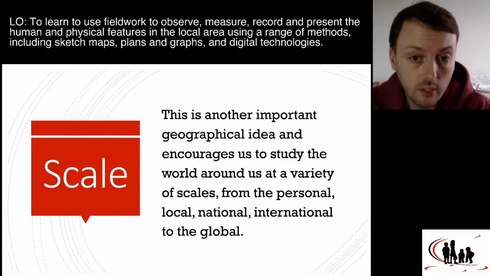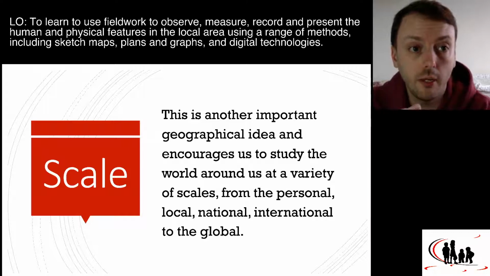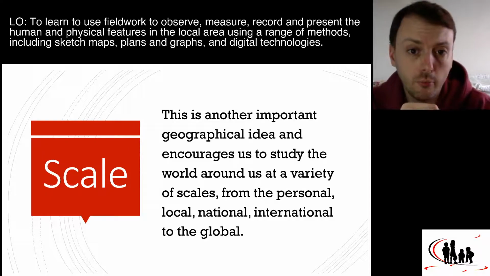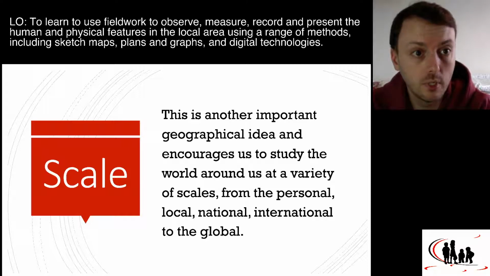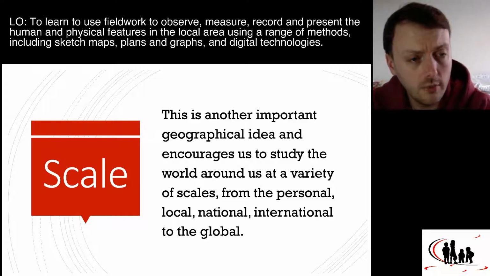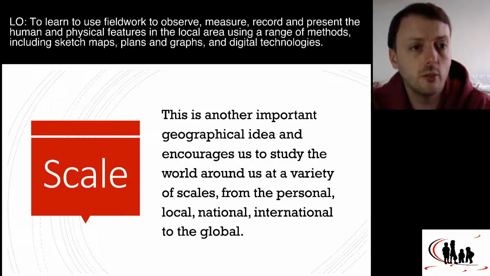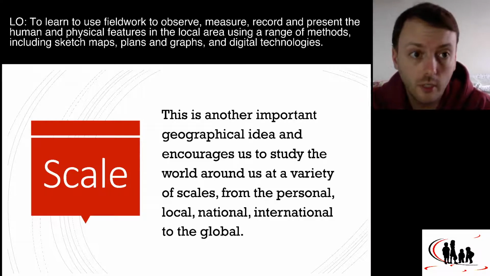Let's look at this. This is the definition of scale we had in our first lesson. There's another important geographical idea that encourages us to study the world around us at a variety of scales, from personal, local, national, and international to the global. And this is a point that in geography, you can kind of zoom in and zoom in and zoom in, and you can do very similar tasks but at different levels.